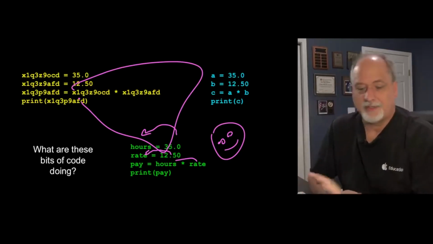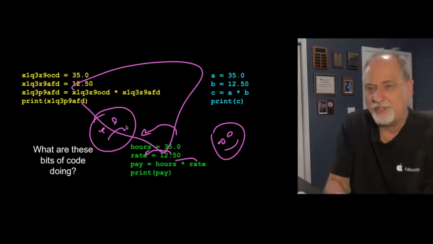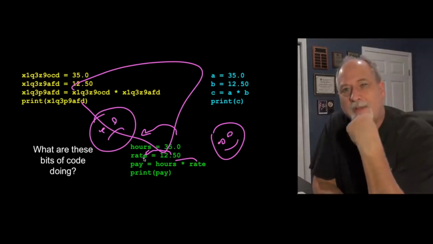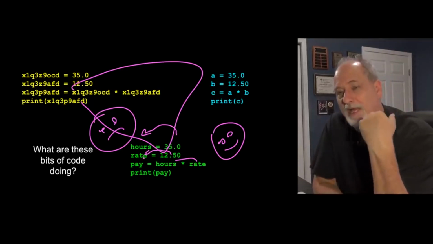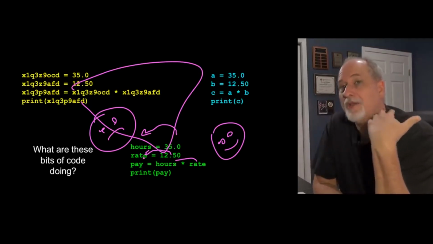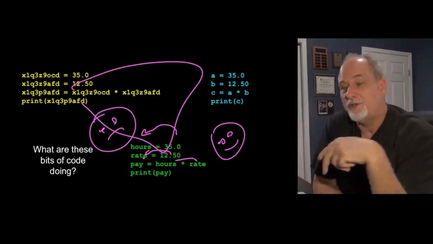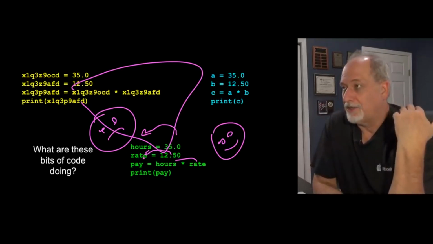The problem, the danger, is if you read this and you think that somehow Python understands payroll, that if you name a variable hours, that Python knows what hours means. The answer is Python really doesn't care what you name the variable as long as what you name it, you use it, right? And so you've got to be careful.